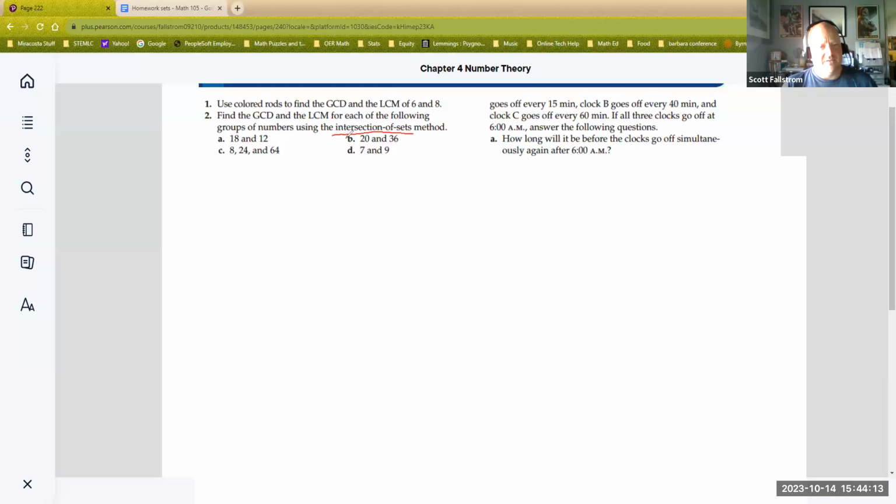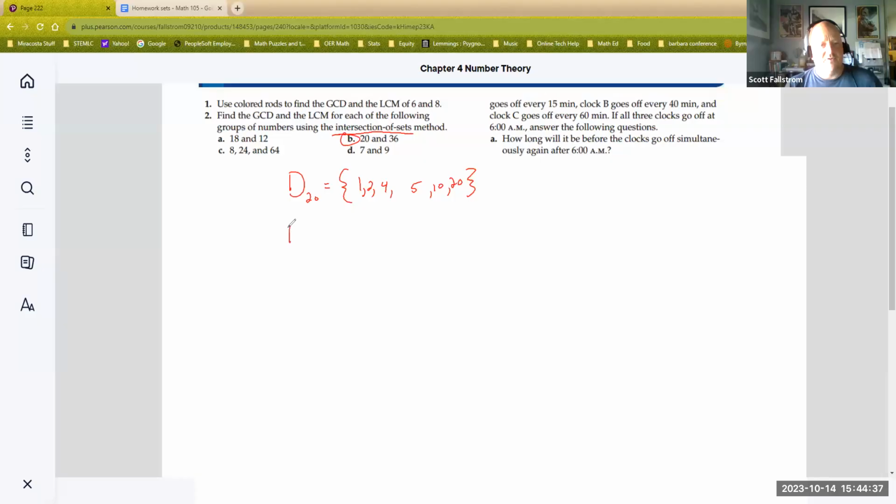So if I was doing something like 20 and 36, I would put divisors of 20, and I would make a set of all the divisors of 20. So I know I have 1 and 20. I know I have 2 and 10. I know I have 4 and 5, and that's it for 20.